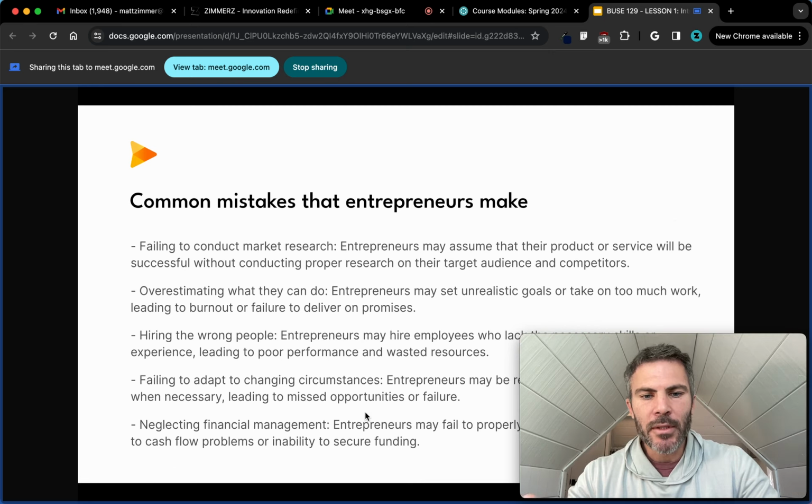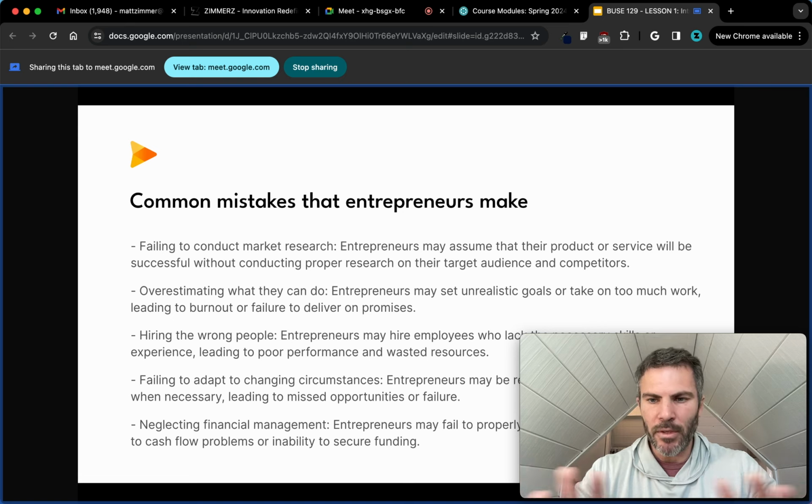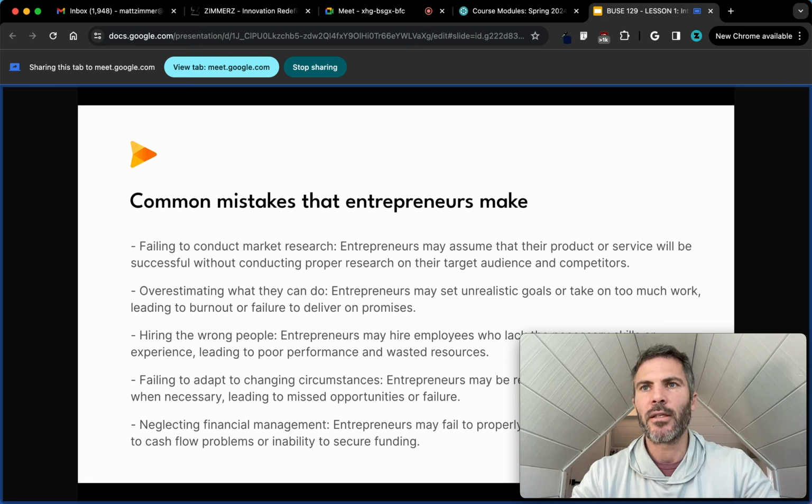Failing to adapt, obviously, again, that's staying nimble, staying on your feet. Having your head down is never a good thing. So really, being aware of what's going on and being capable.